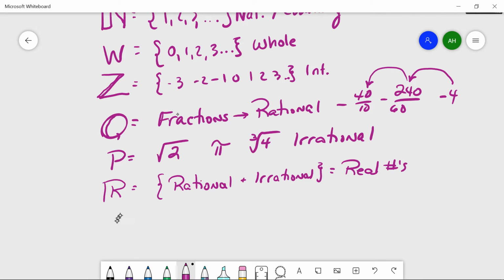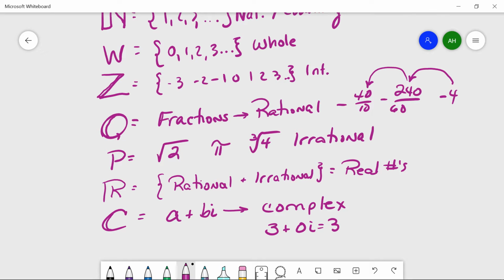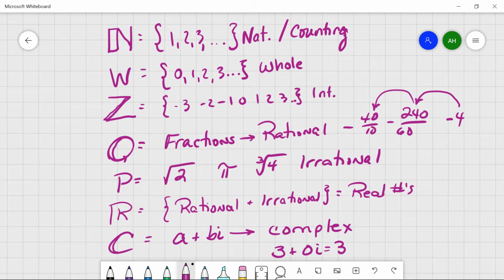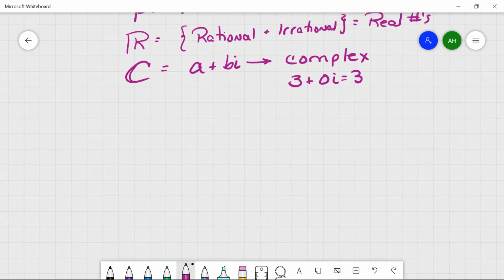Then we have a C with an extra little line there, and this is going to refer to our complex numbers, a plus bi. These will be complex. Along with this, remember that 3 plus 0i equals 3. So theoretically, even my 3 can be written as a complex number. It can just be a complex number whose imaginary part is 0. So we've got all of these symbols that we're going to be using here.